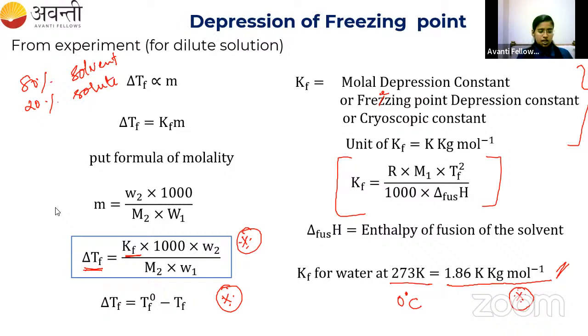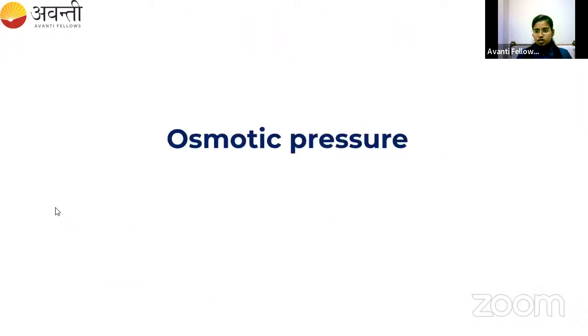Can anyone give me the name of the last colligative property? Osmotic pressure. Very good. Relative lowering of vapor pressure, elevation of boiling point, depression of freezing point. Now we have come to the last property, which is osmotic pressure.